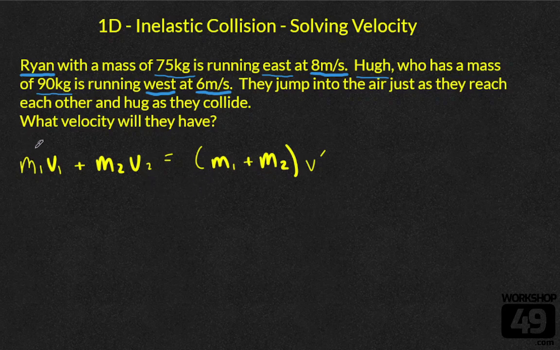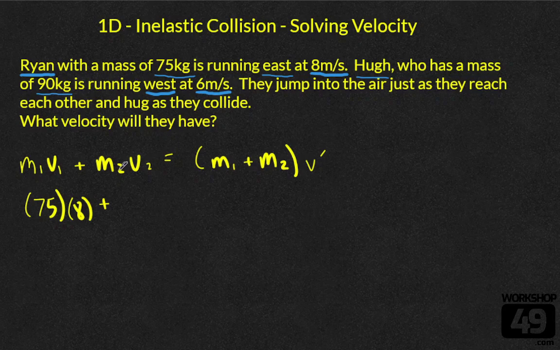Our m1, which we can decide is Ryan, it doesn't really matter, you can do it backwards, you'll still get the same answer, but I typically use whatever object shows first as being number 1. Our mass of Ryan is 75 kilograms. And Ryan's initial velocity is 8 meters per second.